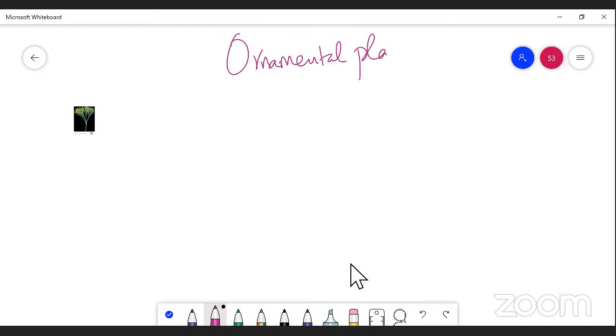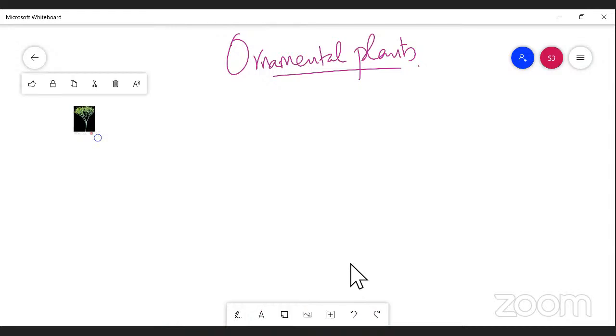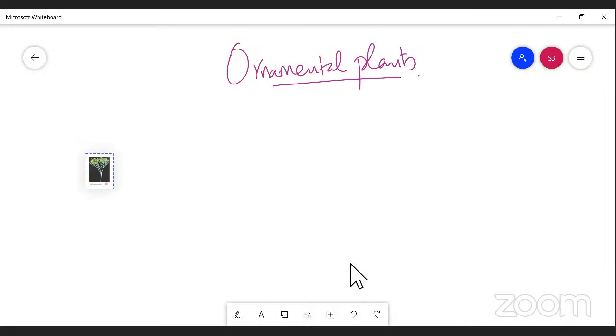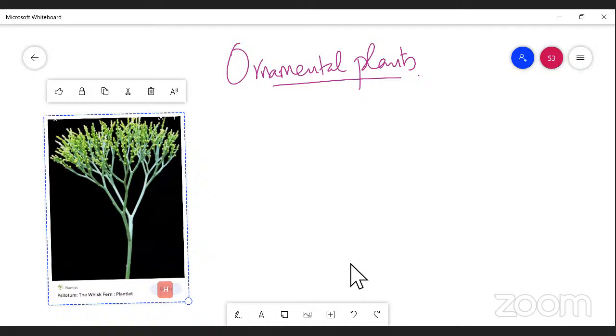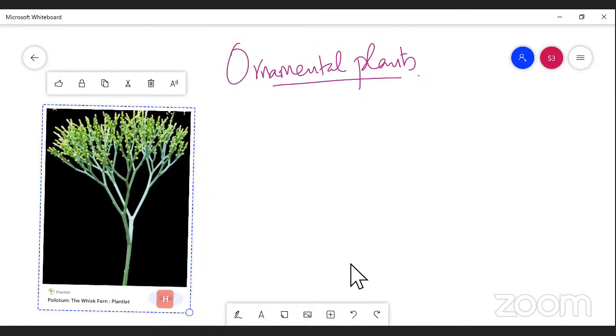Ornamental plants of Pteridophytes. Here I can say the first plant is a Lycopodium. So there are 5 plants. My dear students, please understand.